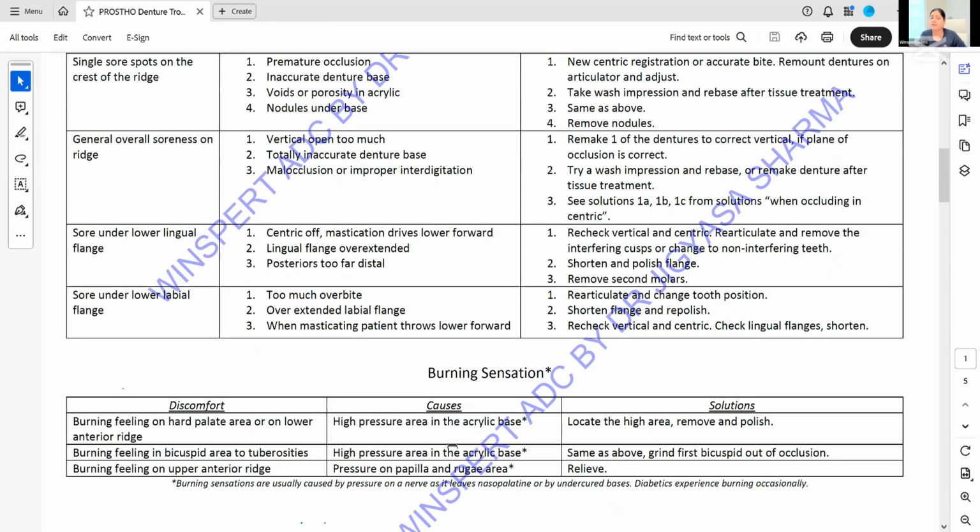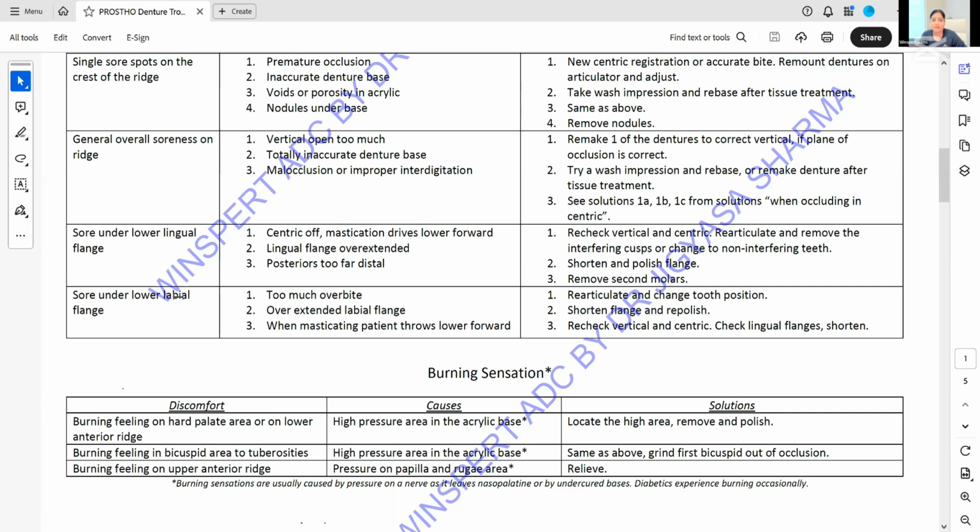If it is identified in the wax trying stage, you will correct it on the articulator by adjusting the teeth, right? But once the denture has been fully made, then the selective grinding has to be done, right? So it depends on what stage the patient complains and it is identified.